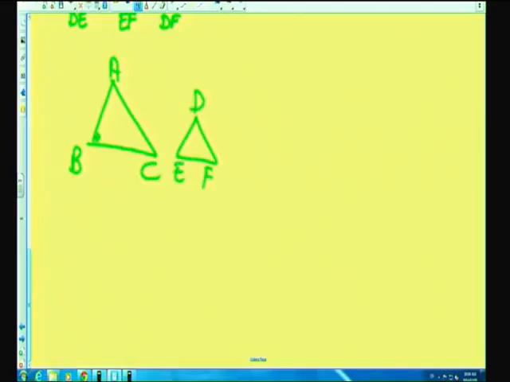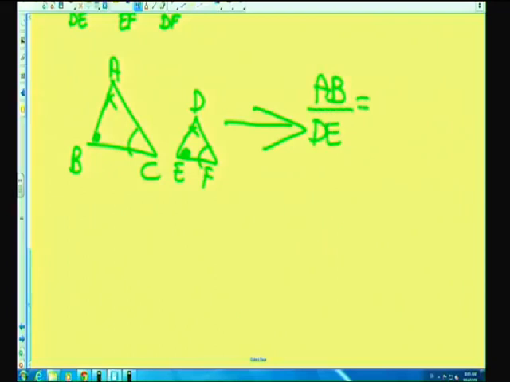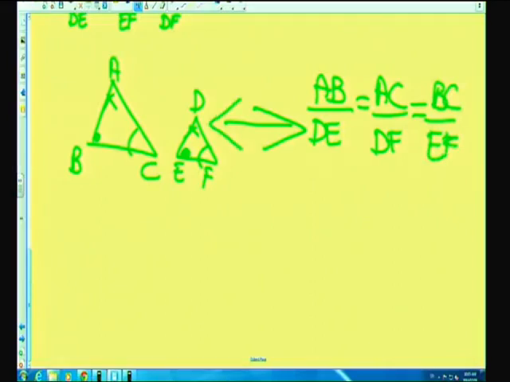And the theorem says if B equals E, A equals D, and C equals F, then AB over DE is in the same proportion as AC over DF, which is equal to BC over EF. Now the converse will say, if this ratio is constant with these sides, it would imply that the angles are equal. So that's quite a useful result to know. So we can work either way, but there's one other thing I've got to mention.